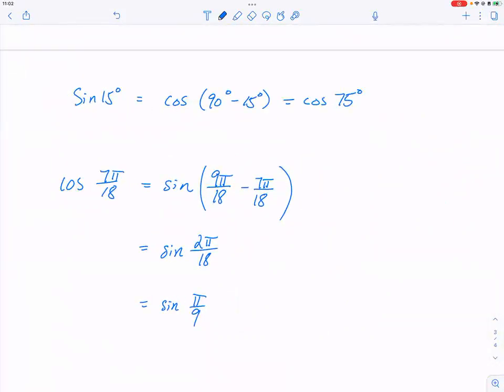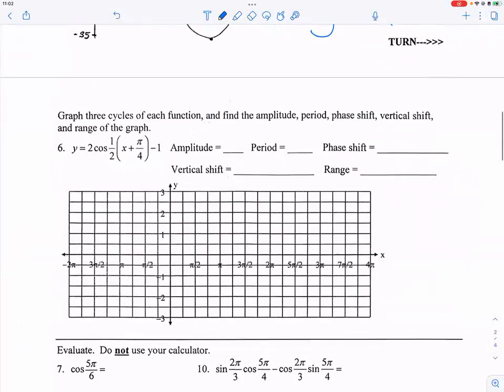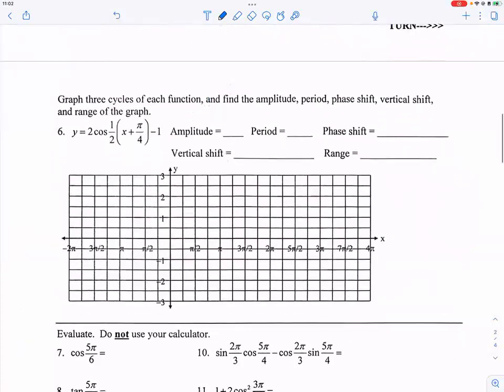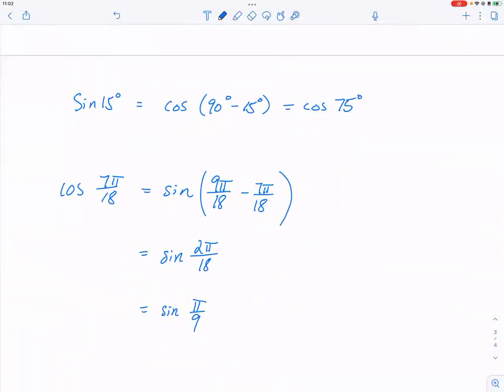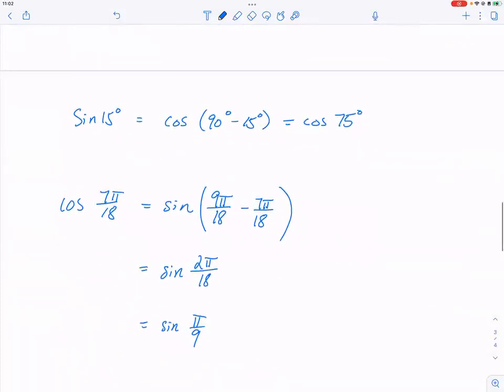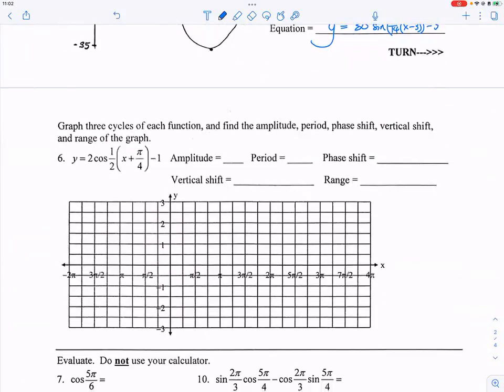So that's not on the worksheet, but it's on the test, on the quiz tomorrow. But if it's in degrees, you use degrees. If it's in radians, you use radians. All right, so go ahead. Let's look at number 6. Go ahead and fill out the amplitude, period, and all the important info.